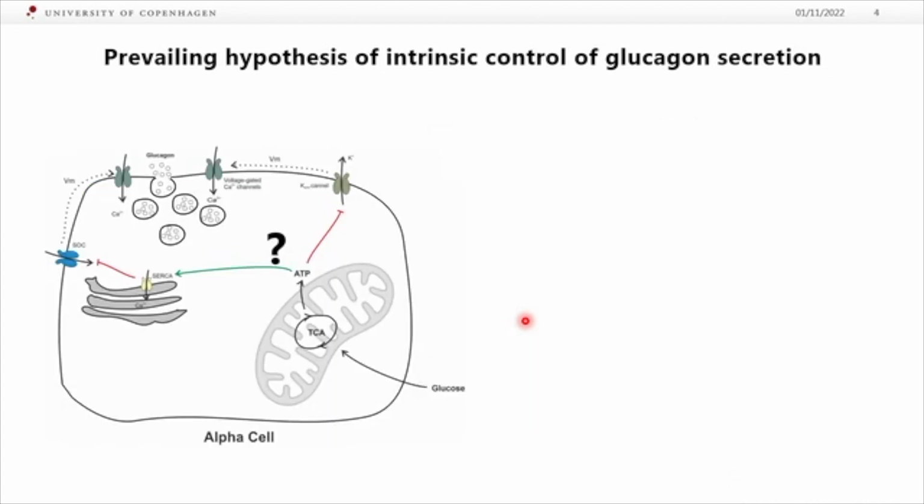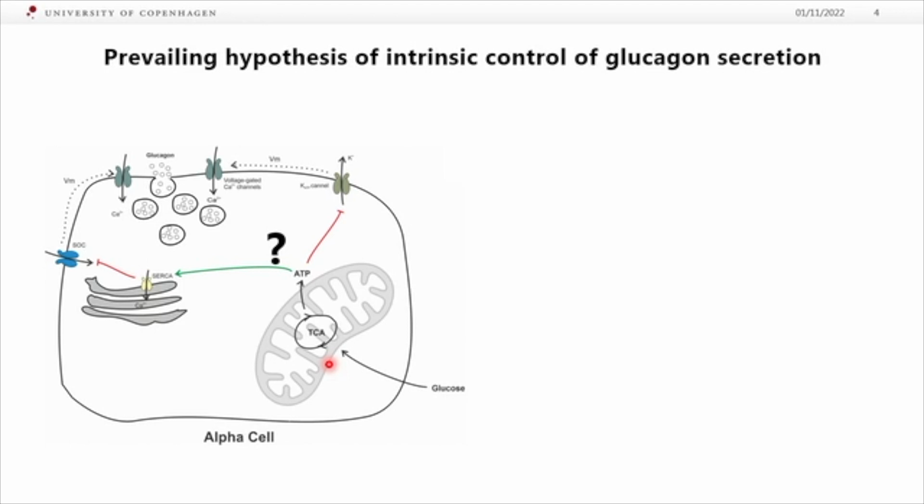If we look at the prevailing hypothesis regarding the intrinsic control of glucagon secretion, we mainly view alpha cells as consumers of glucose. And the idea is that at higher glucose levels, extracellular glucose concentrations increase. This is metabolized in the mitochondria and oxidized to produce an elevation of ATP. This changes the relationship between ATP and ADP in the cytosol.